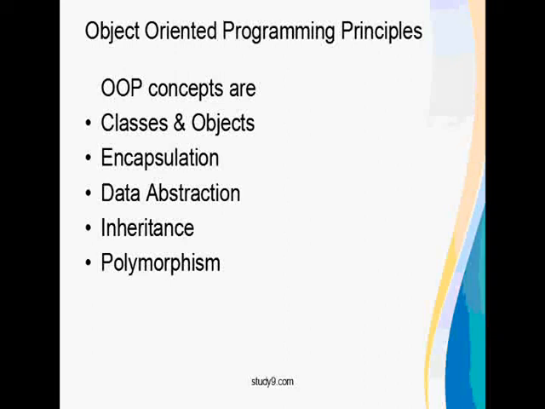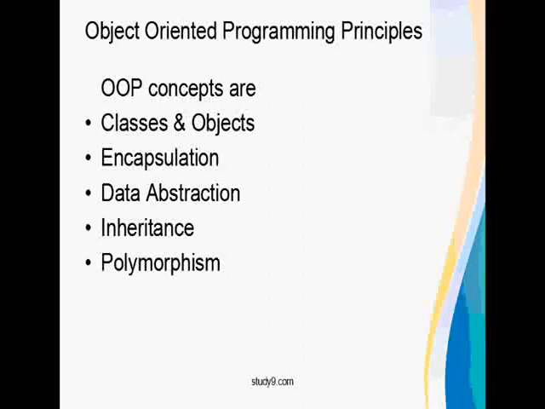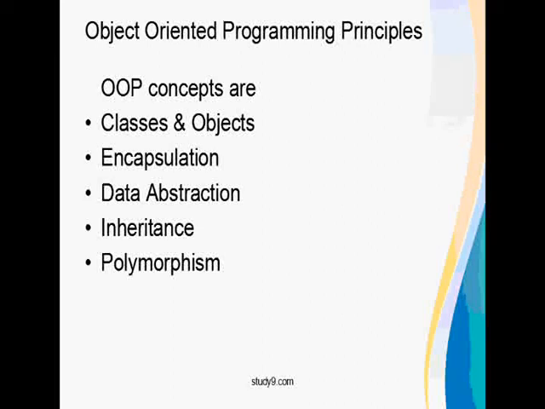So data encapsulation is a mechanism of binding the data and the functions that use them inside the class. And data abstraction is a mechanism of exposing only the interface and hiding the implementation details from the user. I think you got the concept. So next we are going to inheritance.